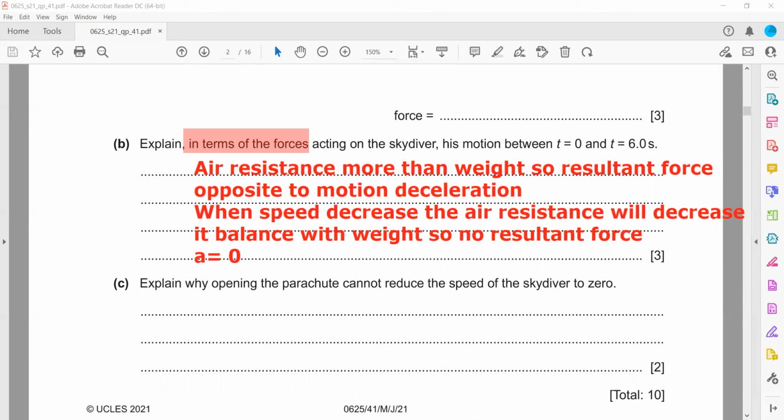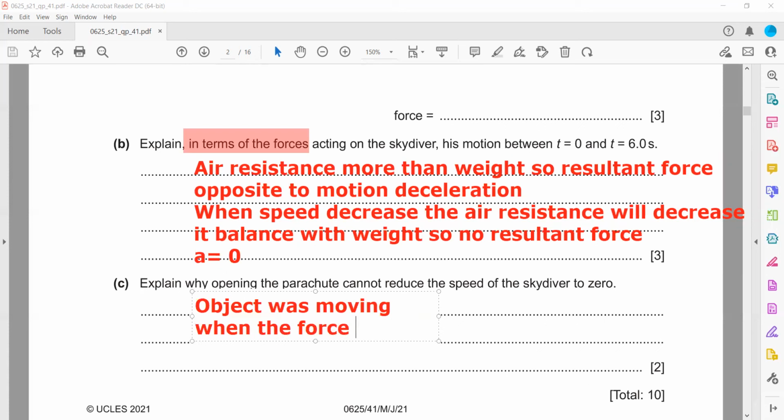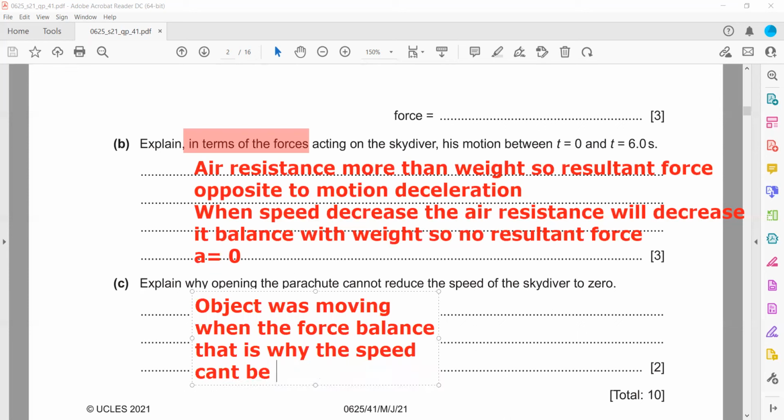So when the parachutist or the skydiver was moving, and the forces balance with each other, that is why the speed can't be 0. So if it's a moving object and the forces are balanced, it will continue to move with a constant speed. If it is a stationary object and the forces are balanced, it means that it will remain at rest.